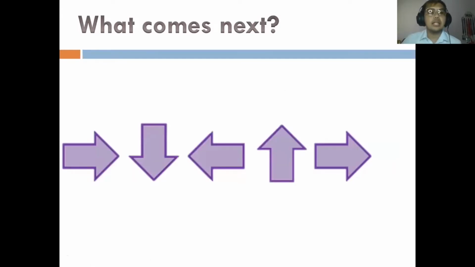Kani is arrow to the right. Dayon, arrow down. Then arrow to the left. Ni arrow up. Then ni balik na sa right. So, what comes next after this one? So, tanaw yung pattern. Right, down, left, up. So, right, down, left, up, right, down. So, down ang sunod.